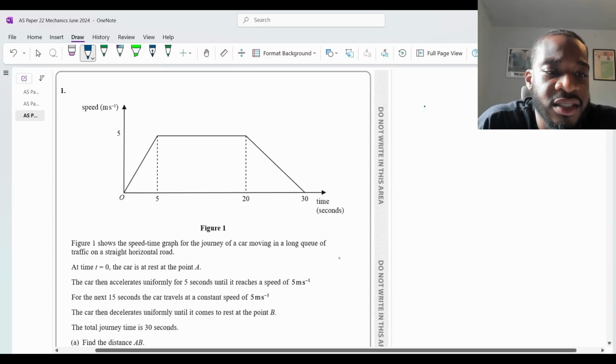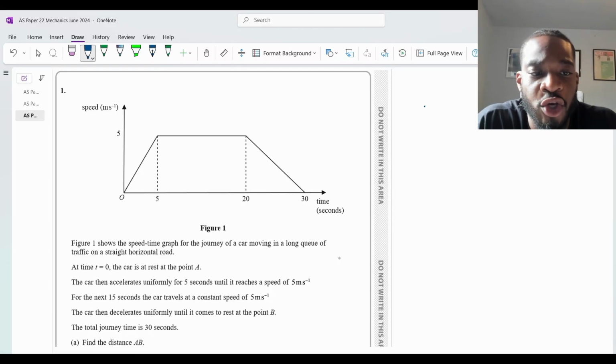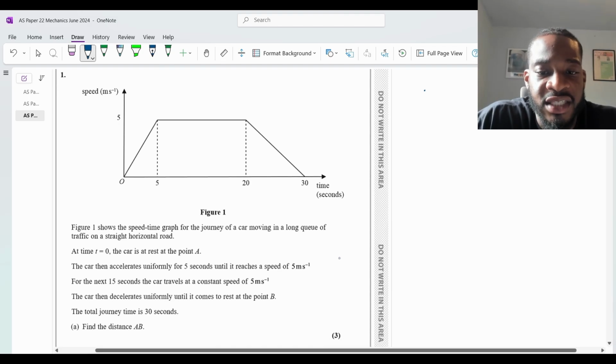Okay, so question 1 says, Figure 1 shows the speed-time graph for the journey of a car moving in a long queue of traffic on a straight horizontal road. At time t equals 0, the car is at rest at the point A. The car then accelerates uniformly for 5 seconds until it reaches a speed of 5 meters per second. For the next 15 seconds, the car travels at a constant speed of 5 meters per second. The car then decelerates uniformly until it comes to rest at the point B. The total journey time is 30 seconds. Find the distance AB for part A, and this is 3 marks.